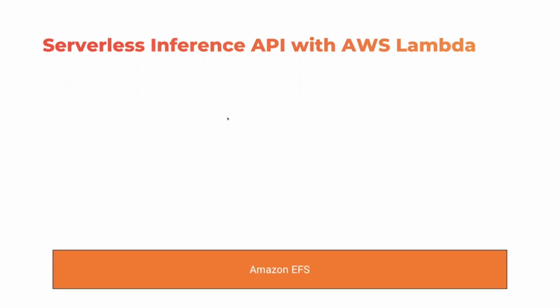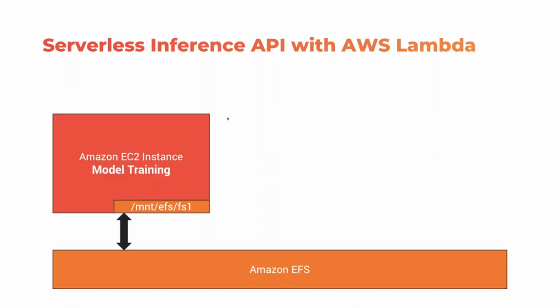So here is what I'm going to build by the end of this session. We are going to first create a managed EFS file share, and then we're going to mount that inside an EC2 instance. Now, this can be a SageMaker environment as well, but I want to keep this simple. So I'm going to launch an EC2 instance and mount the EFS share inside the EC2 instance, and we're going to make it available at /mnt/efs/fs1.